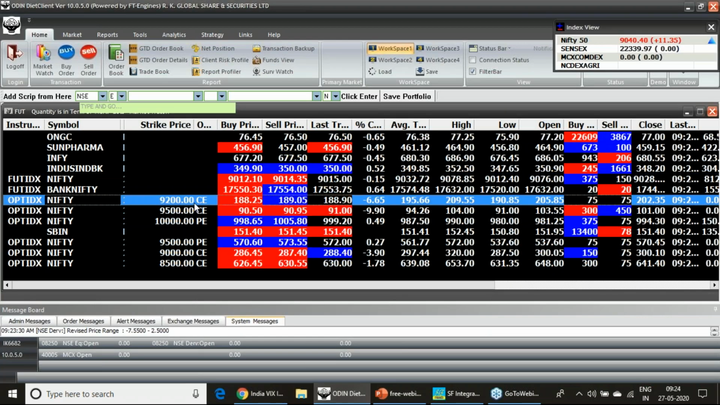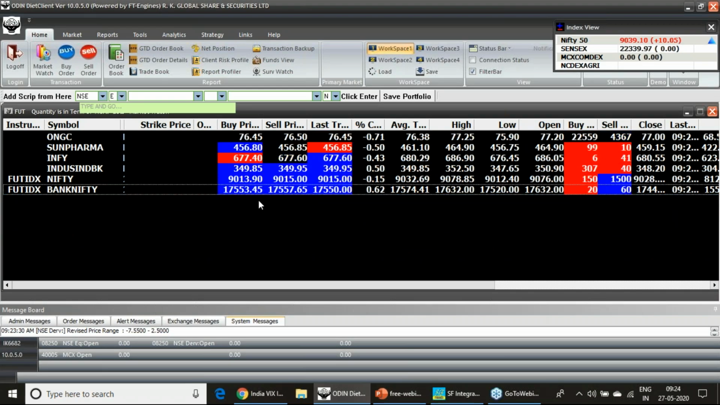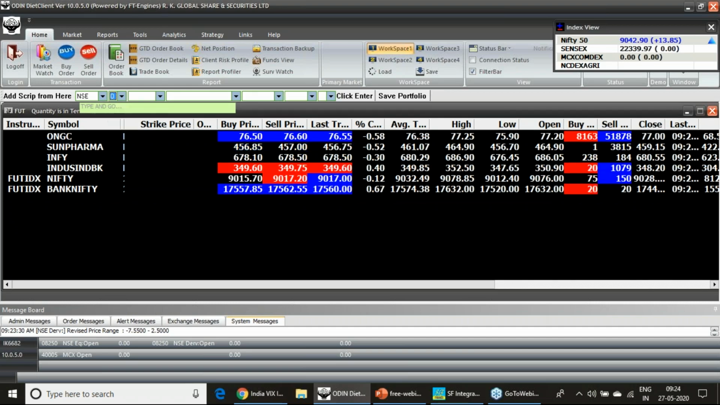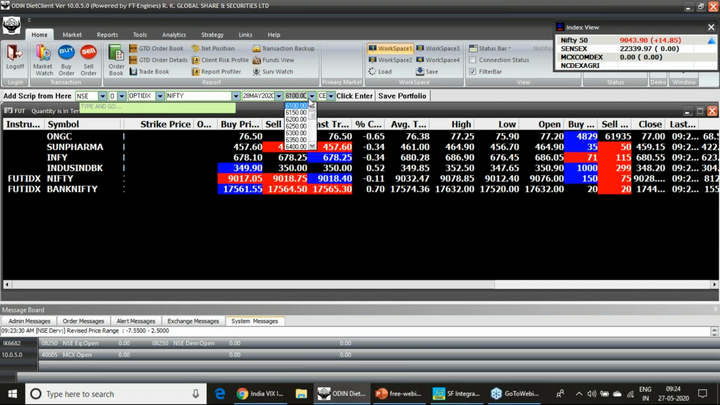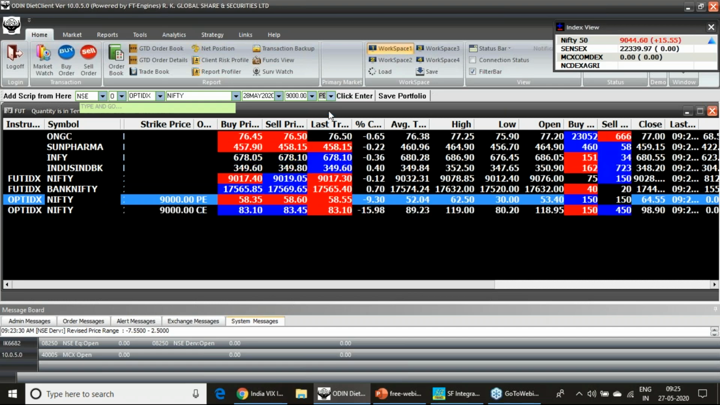Now the question comes: which strike are we going to buy? Your Nifty is at 9,015, 16 level. I am adding the Nifty option index here. I am adding the Nifty 9,000 call option, a just in the money option, and also let me add a 9,000 put option. Both, let me analyze and keep it.